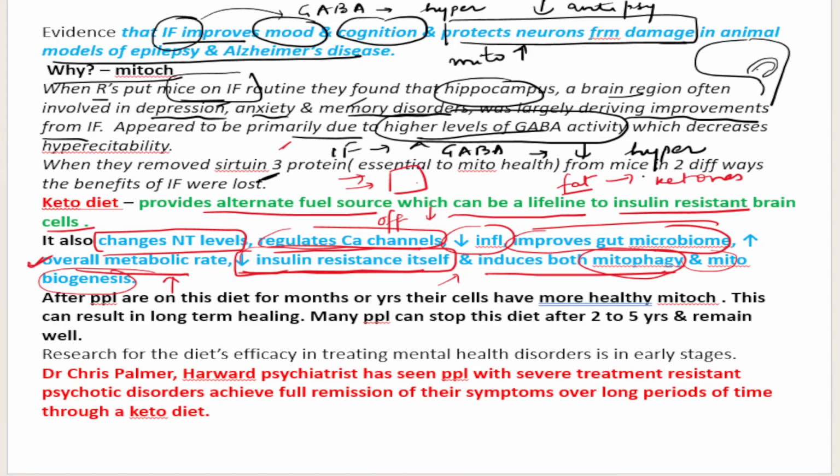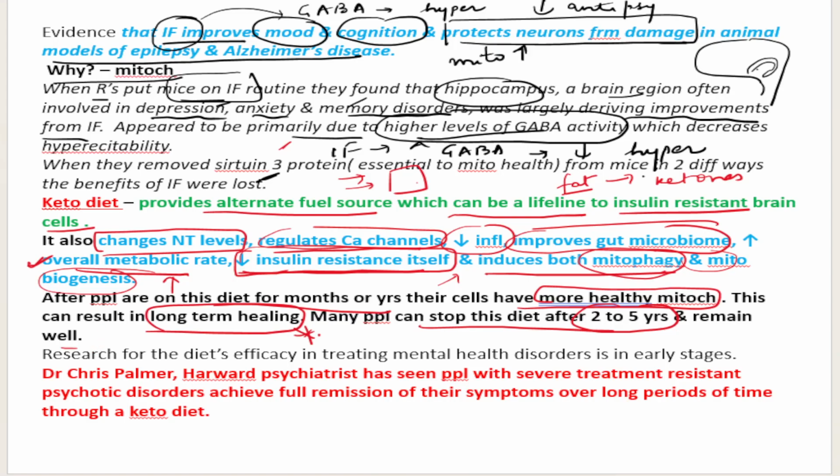And it is changing the neurotransmitter levels. Now, after people are on this diet for months or years, their cells will have more healthy mitochondria, and this can result in long-term healing. And many people can stop this diet after 2 to 5 years and remain well.